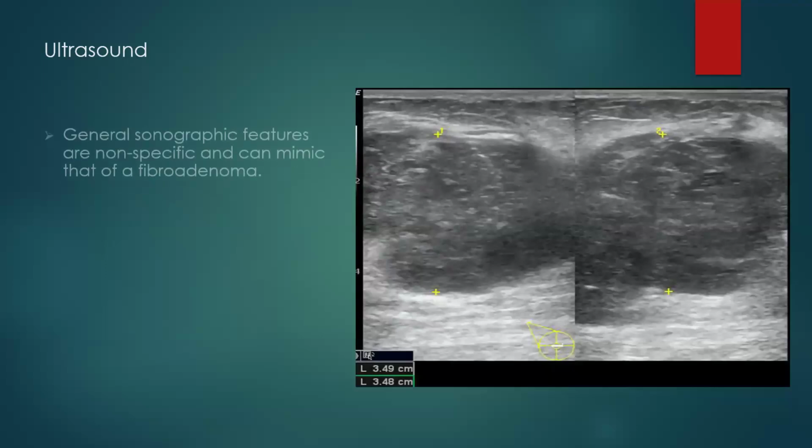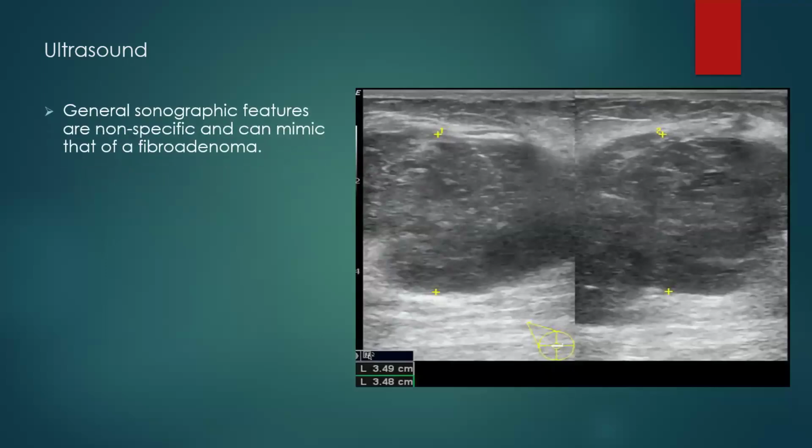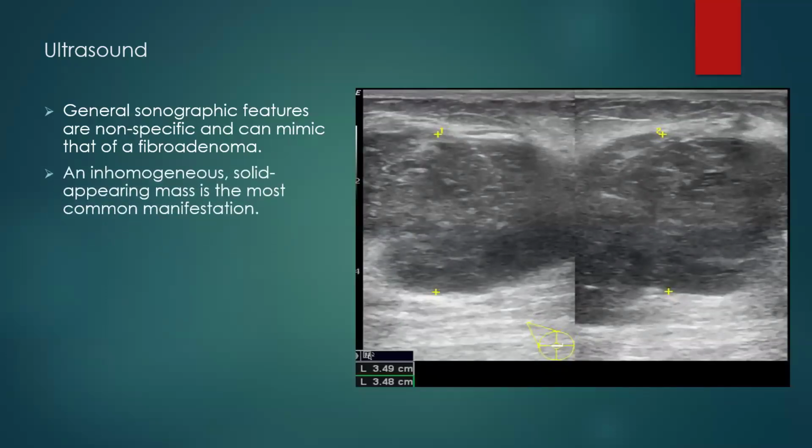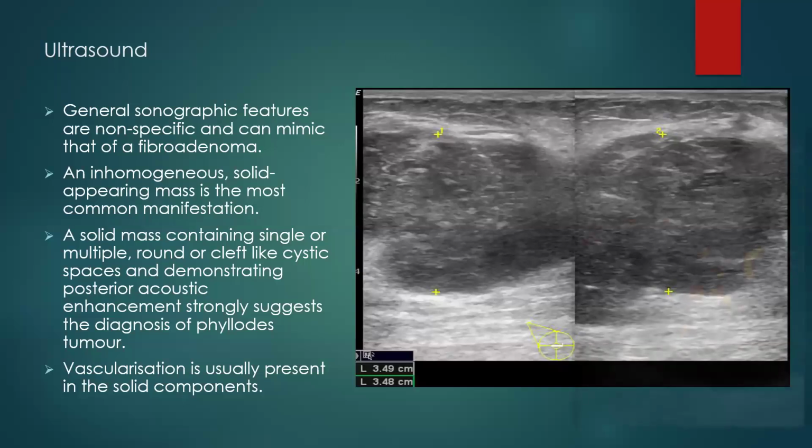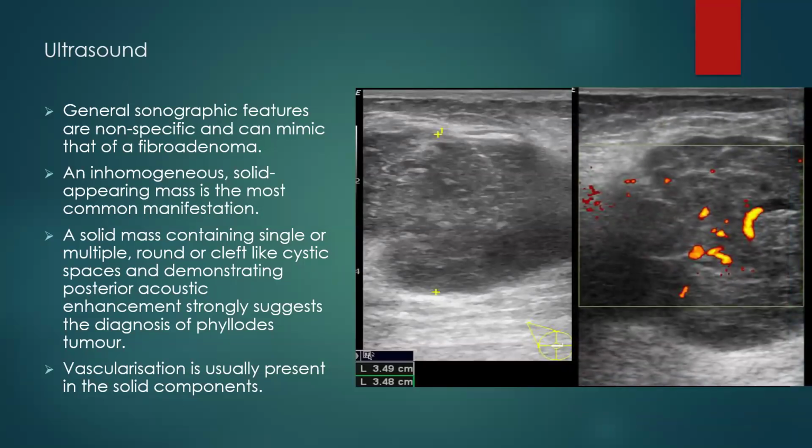In ultrasound, the general sonographic features are non-specific and can mimic those of a fibroadenoma. An inhomogeneous solid-appearing mass is the most common manifestation here. A solid mass containing single or multiple round or cleft-like cystic spaces and demonstrating posterior acoustic enhancement strongly suggests the diagnosis of phyllodes tumor. Vascularization is usually present in the solid component, as in this case.